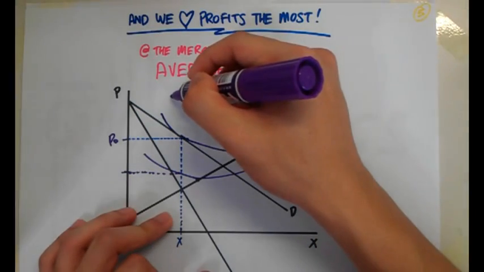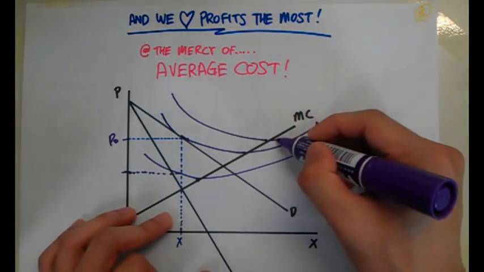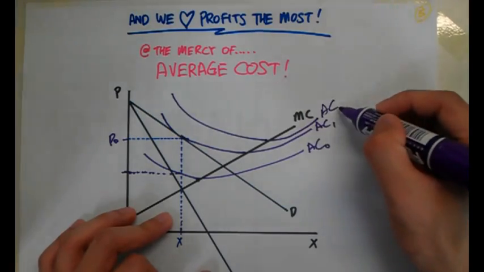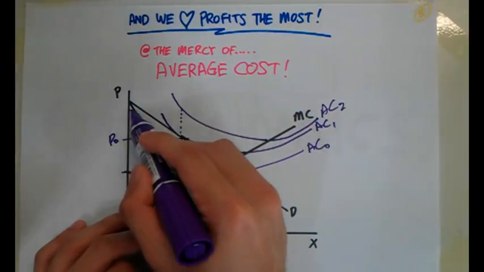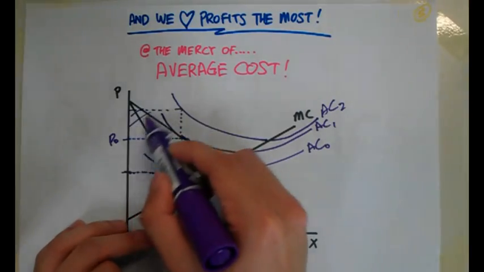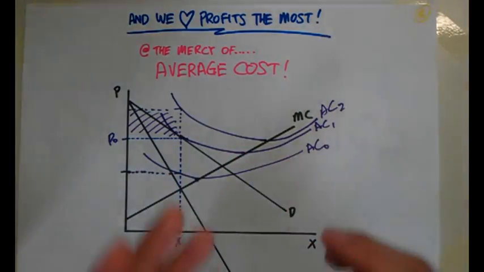Very simple. Losses is like that. It's just an average cost curve that is above the price, and the losses are demarcated here. Okay, these are the losses. My cost is higher than my price. So that is how we're going to demarcate how we show the profit. Alright?